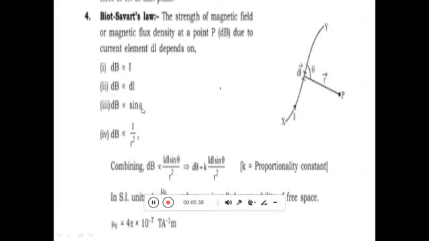Third, dB is directly proportional to sine theta. And fourth was dB is inversely proportional to square of distance. More the distance, lesser would be the value of magnetic field. Now if you combine all these 4 points, what you get? dB is proportional to I dl sine theta divided by r square. On removing the proportionality sign, you get a constant k. Now the value of k here is mu naught divided by 4 pi. Now if you put the value over here, what you get? dB is equal to mu naught divided by 4 pi, I dl sine theta by r square.